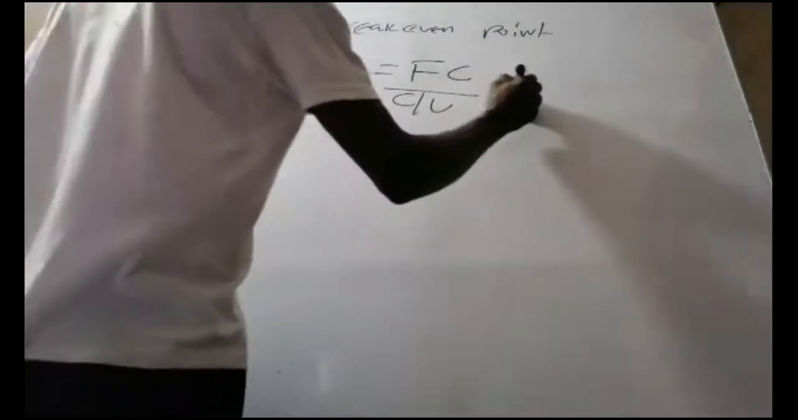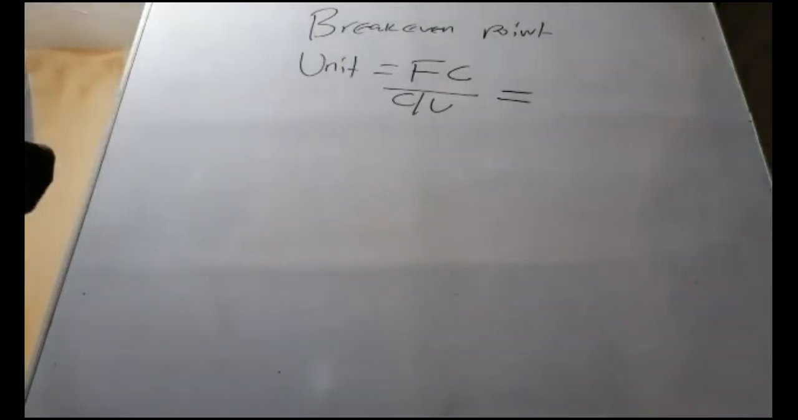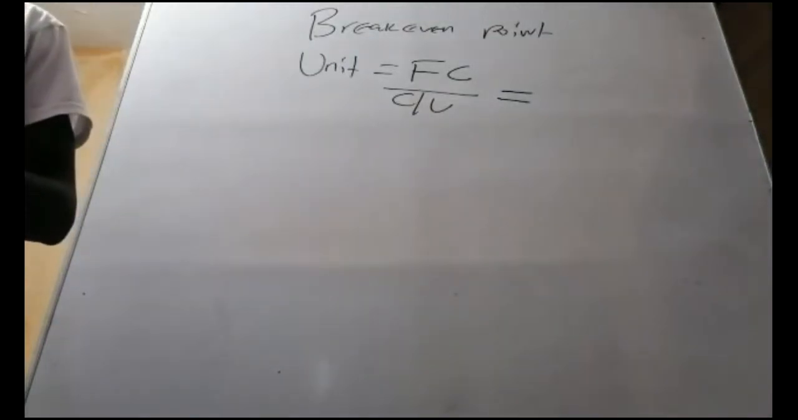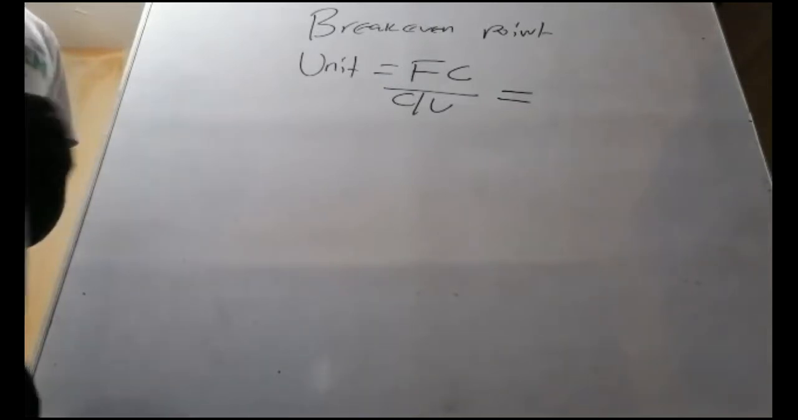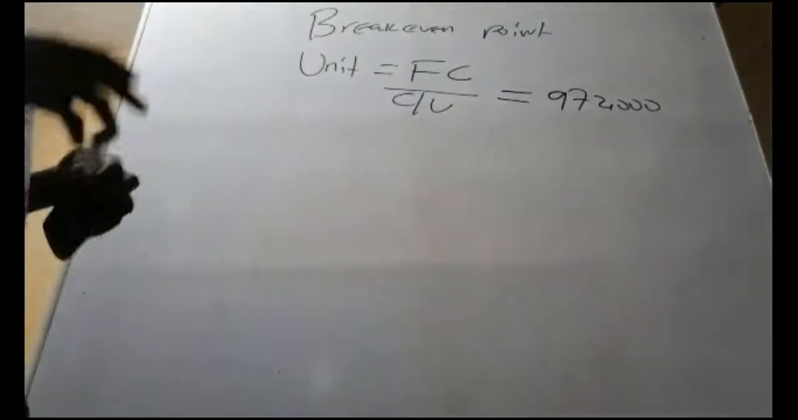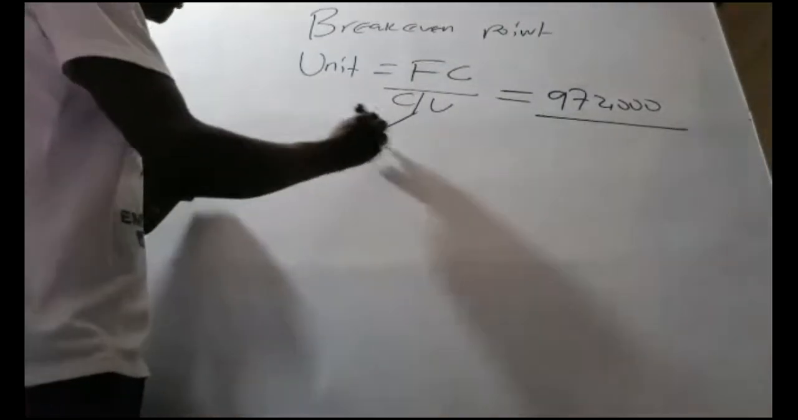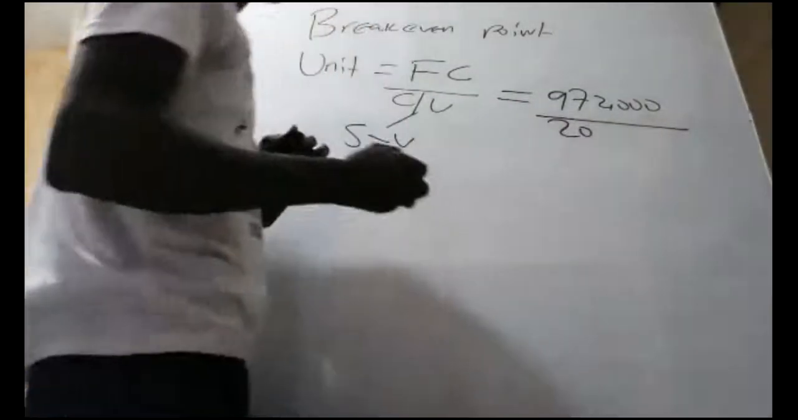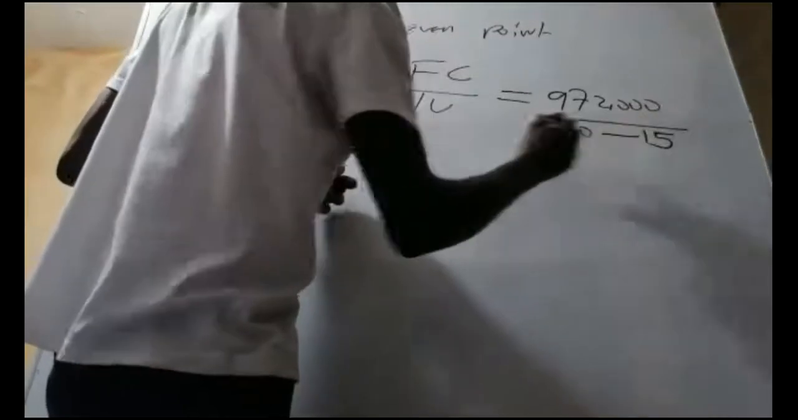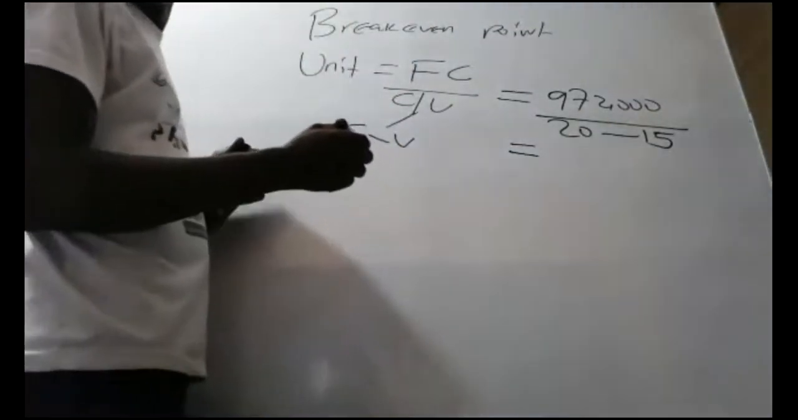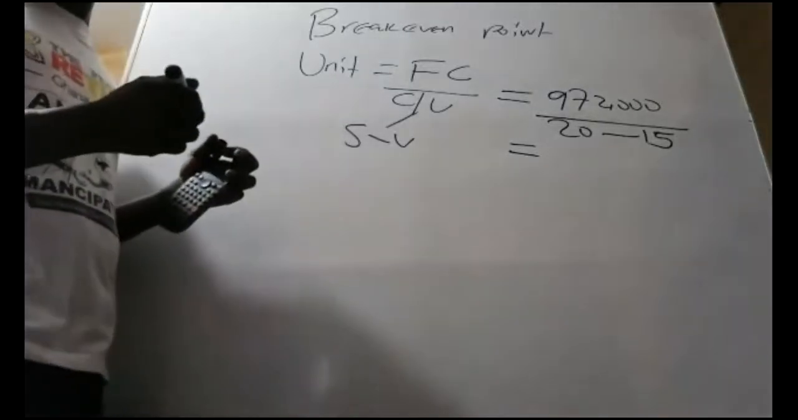Now, what's the fixed cost in this question? The fixed cost is what? Fixed cost, 972. Here's the breakdown: you have to pick the total fixed cost, divided by the contribution, which is equal to sales minus variable cost. Sales of 20 Ghana cedis less 15 cedis. So the answer is equal to 5. So the answer will be 194,400 units.